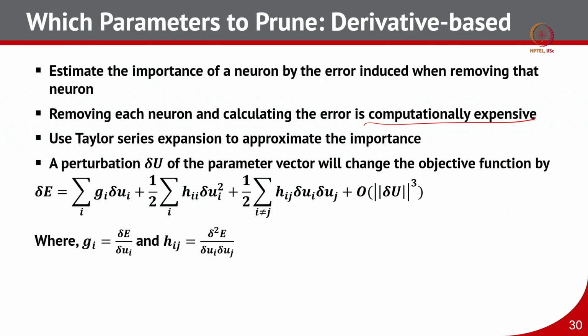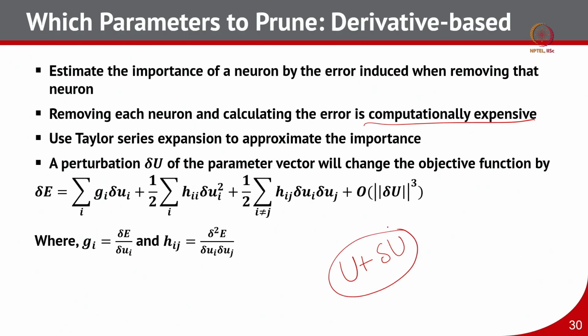Instead, we can use Taylor series expansion to approximate the importance. By that I mean, we can perform a perturbation delta u of the parameter vector that will change the objective function. Let us say u is one of the weights. We can see what the change in error or change in accuracy is if we change u by delta u.